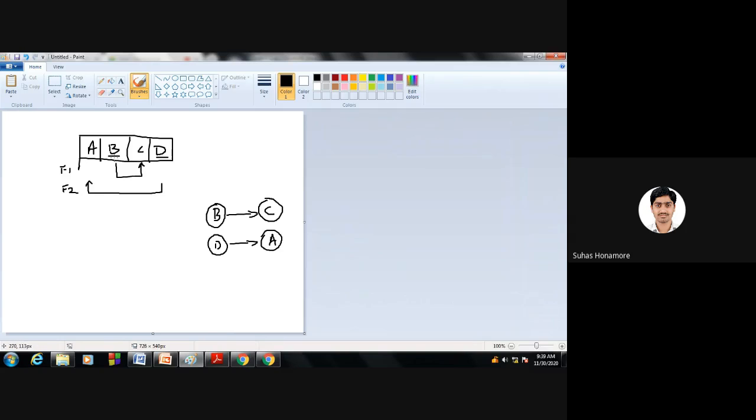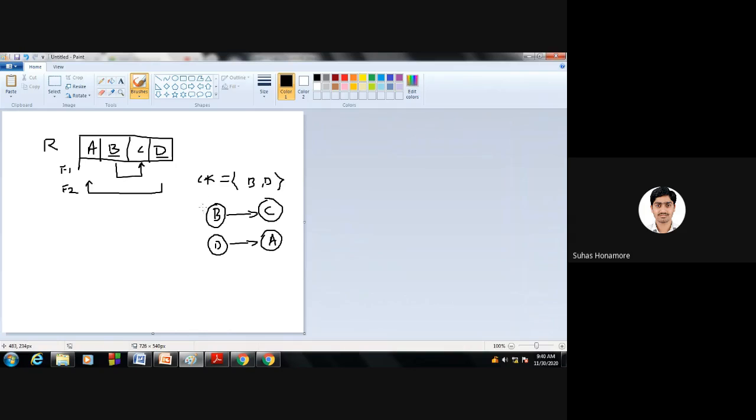If you see, from B I can derive C, and from D I can derive A. That is, from B and D together I can derive A and C. So this is my candidate key: CK equals B comma D, both together. Now we have to check in which normal form the above relation R is. By default, whatever is given will be in 1NF.